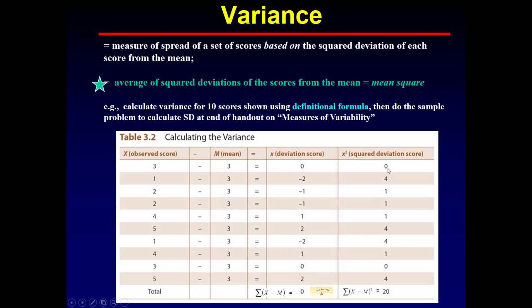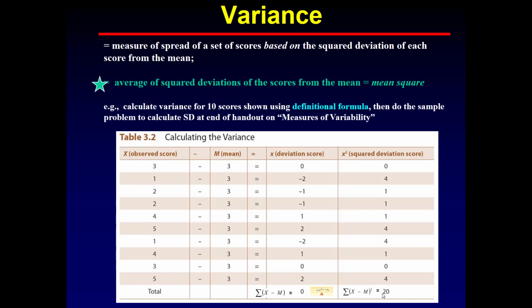But if you square those deviations and then you sum them, you end up with something that looks like this. So 0 squared is 0, minus 2 squared is 4. You now sum these deviations and you have something that you can work with regard to figuring out how far these scores are from the mean. How far are these scores from the mean?